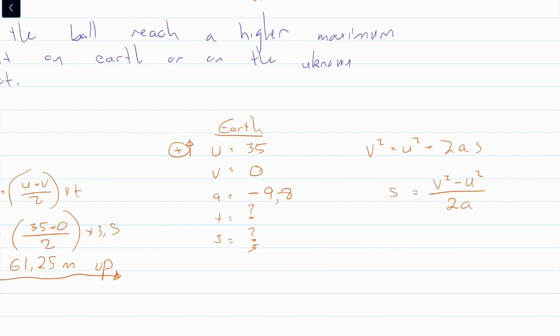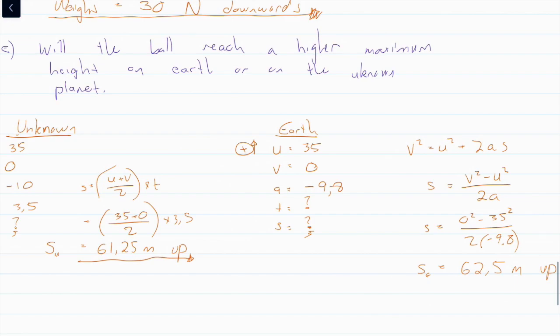So s is going to be equal to 0 squared minus 35 squared over 2 times minus 9.8. If I plug that into my calculator, the displacement on Earth is 62.5 meters. Once again, it came out positive, so it's going to be upwards. So which one is higher? The displacement on Earth is actually higher.